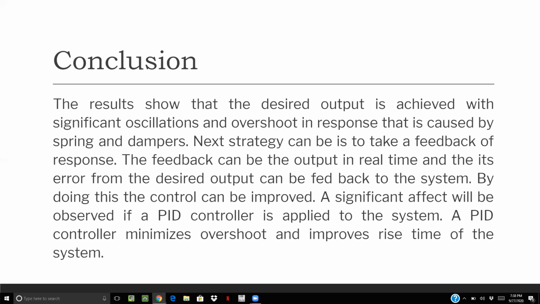A significant effect will be observed if a PID controller is applied to the system. A PID controller will minimize the overshoot and improve the overall rise time of the system.